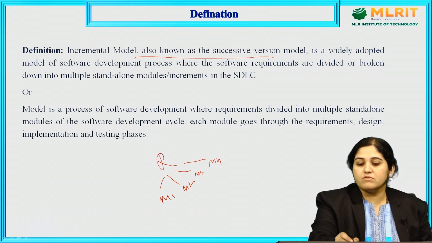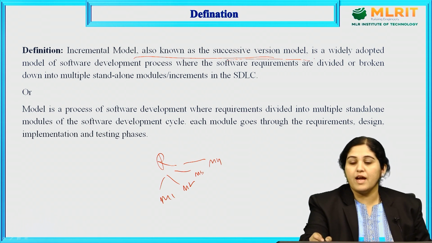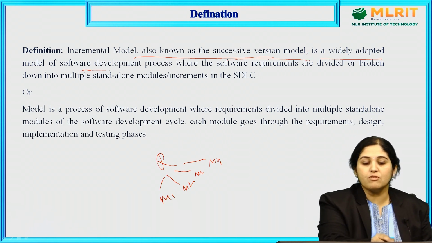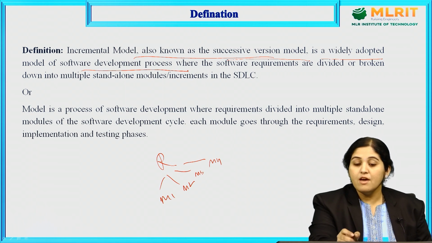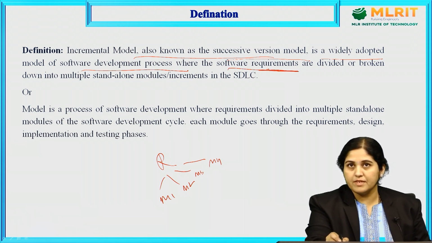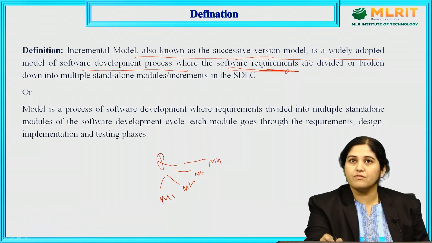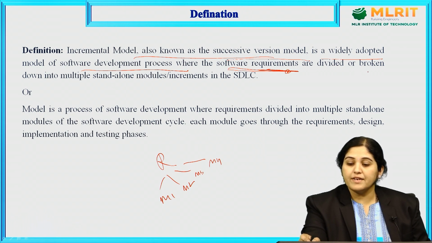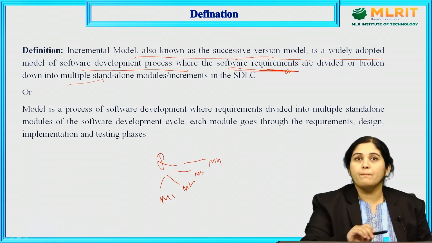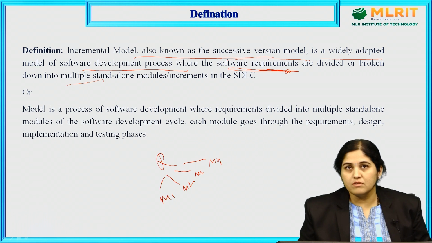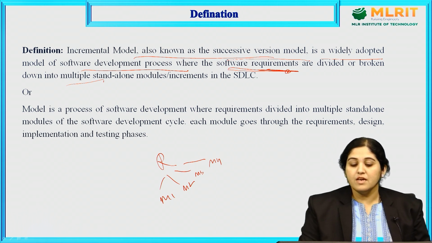So that is what the definition indicates. It is also known as the successive version model and is a widely adopted model for the software development process, where the software requirements, this is the focus point, are divided and broken down into multiple standalone modules. That is what we call the incremental model.